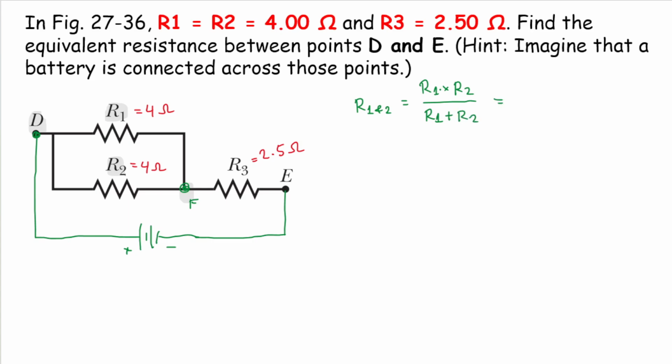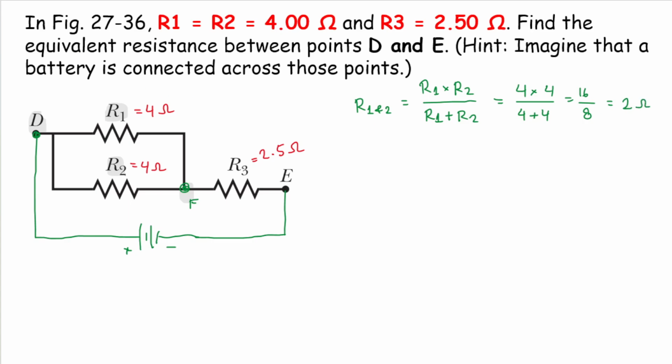Good, we have the value of R1 that will be 4 ohm and the value of R2 that will be 4 ohm, and then divided by the value of R1, 4, and also 4. 4 times 4 is 16 and 4 plus 4 is 8. So we will have R1 and 2 that will be 16 divided by 8, that will be 2 ohm.